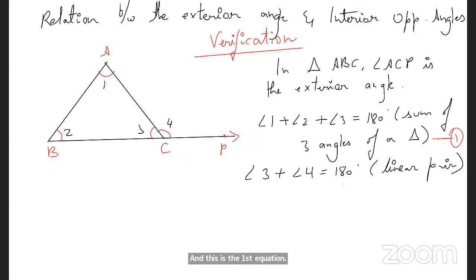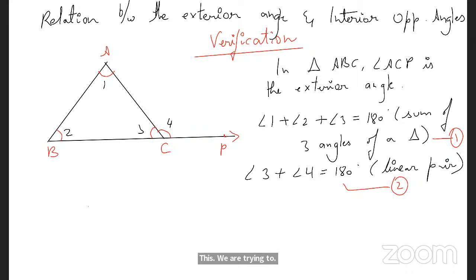So what are we supposed to find in this? We are supposed to verify that the sum of interior opposite angles is equal to the exterior angle. Means the sum of angle 1 plus angle 2 will be equal to angle 4. This we are trying to prove.